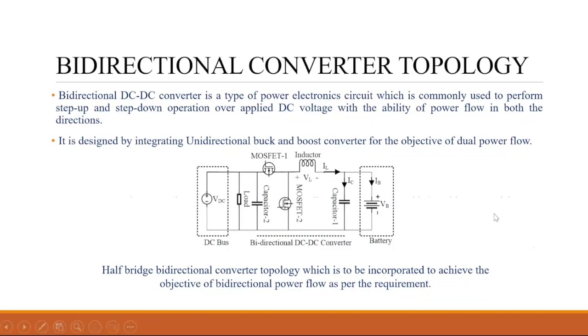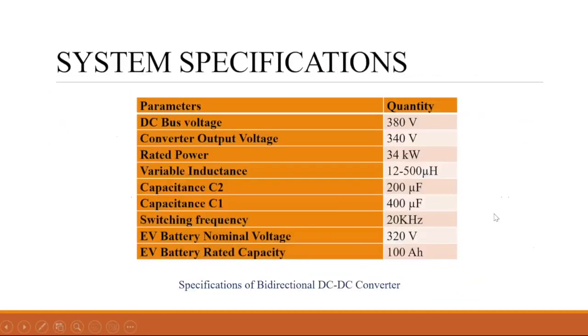That is why. Yeah. Now comes the system specifications. For the converter that we have designed, these are some of the specifications that we have taken. Look, this input, we have maintained 380 volts. This output, we have maintained 340. From here it is doing buck operation, 380 to 340, and from 340 to 380 boost operation.